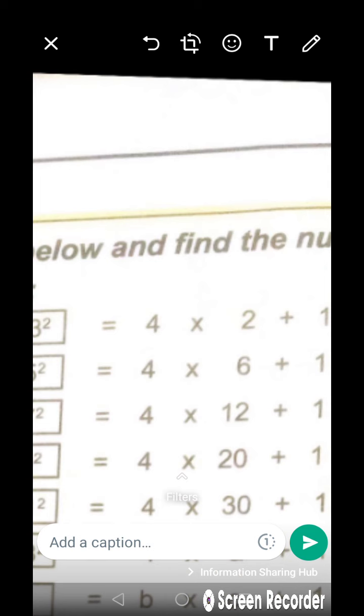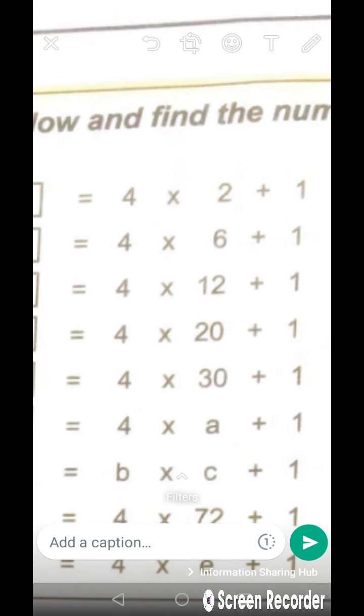Okay, so you add 2 to give you 6. You add 4 to give you 6, you add 6 to give you 12. You add 8 to give you 20. You add 10 to give you 30. You add another 12 to give you 42.